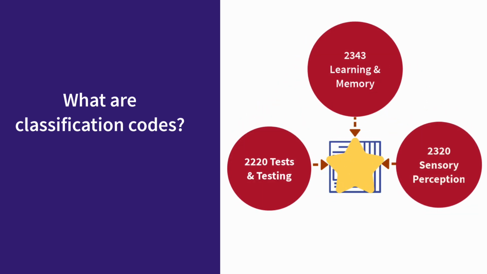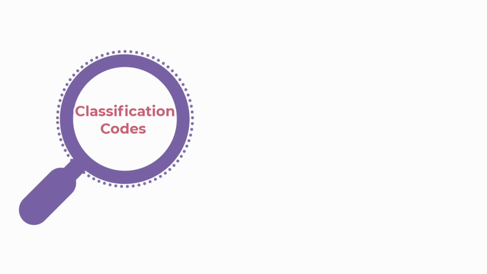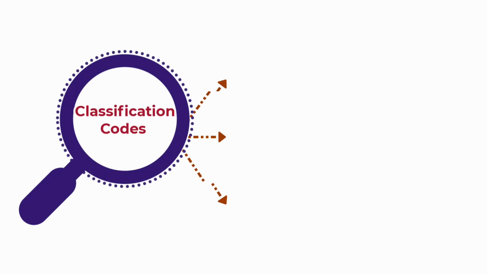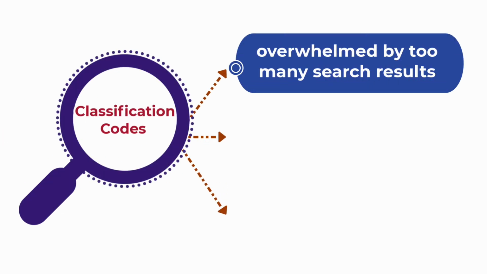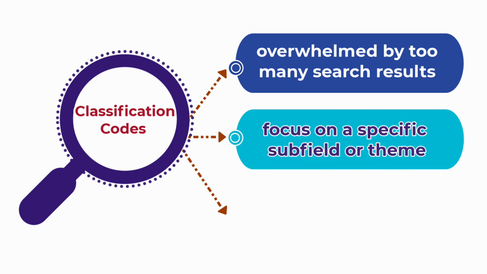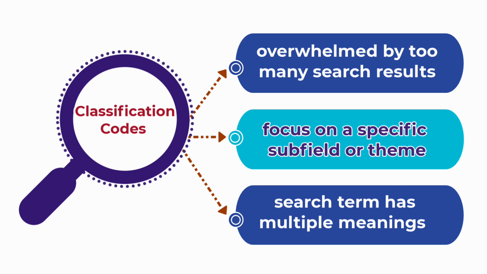to your research question. Using classification codes can be especially helpful when you're overwhelmed by too many search results, you want to focus on a specified subfield or theme, or a search term has multiple meanings across different areas of psychology.